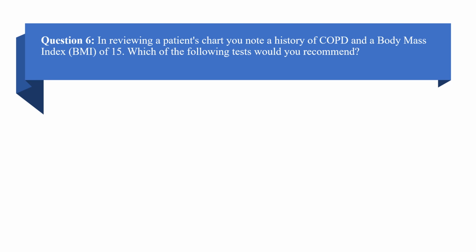Question 6. In reviewing a patient's chart, you note a history of COPD and a BMI, or body mass index, of 15. Which of the following tests would you recommend? A, polysomnogram or polysomnography, B, an exercise stress test, C, a metabolic study, or D, a bronchoscopy? The answer is C. But let's look at why.